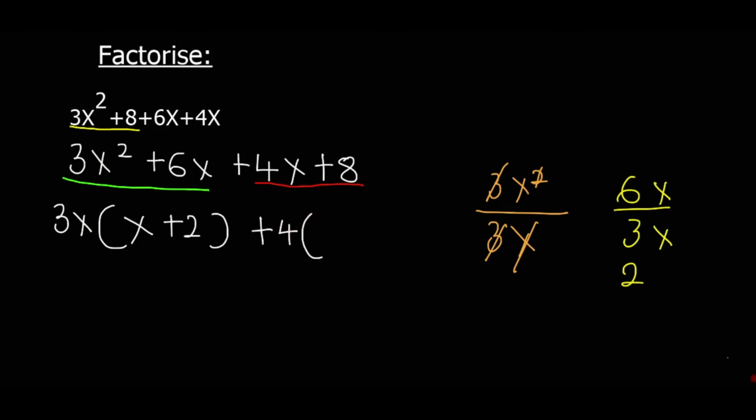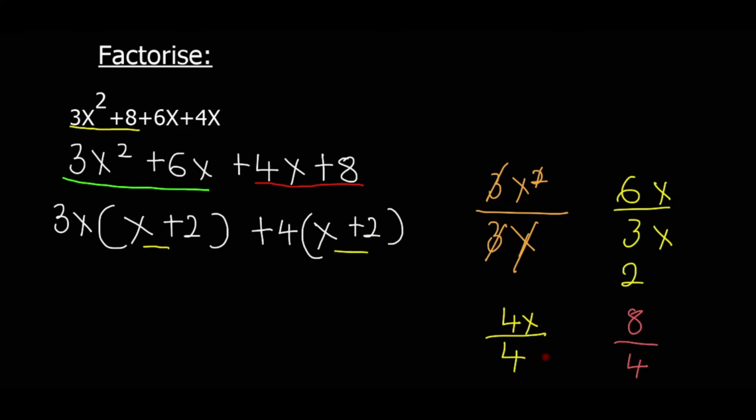And then 4x divided by 4. 4x divided by 4 is x. 8 divided by 4 is 2. And then this means now we have x plus 2. So you can see that our brackets are the same. We have x plus 2 and x plus 2, so it's a good thing.